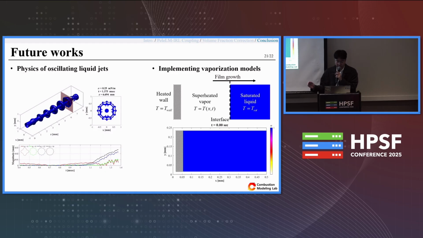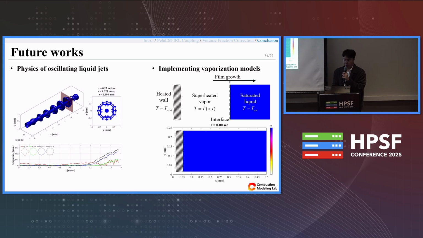What I'm doing now is using this PeleLM plus IRL solver. I'm running some oscillating liquid jet simulations, and this is a video Mark showed us. The oscillating liquid jet is coming from this Z equals 0 domain, and the graph below shows the FFT results of the azimuthal instability following the red planes.